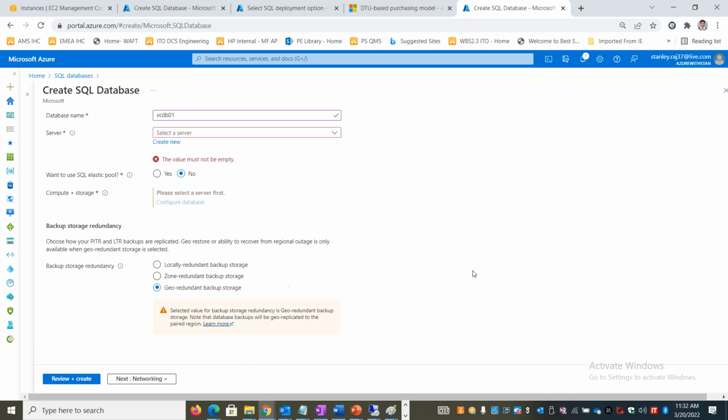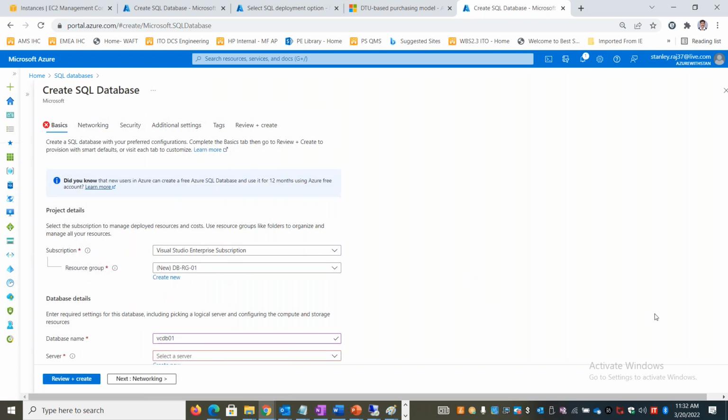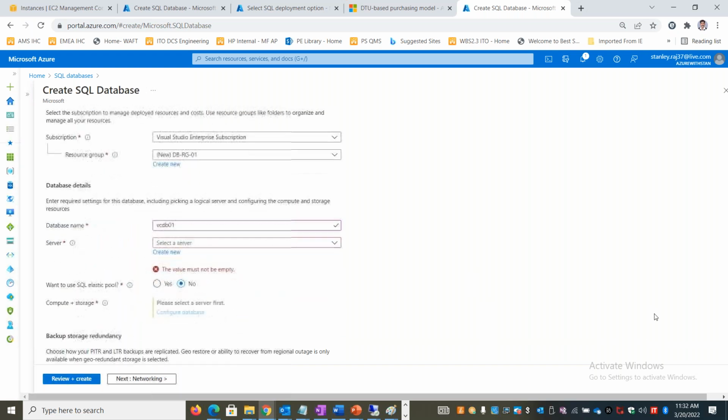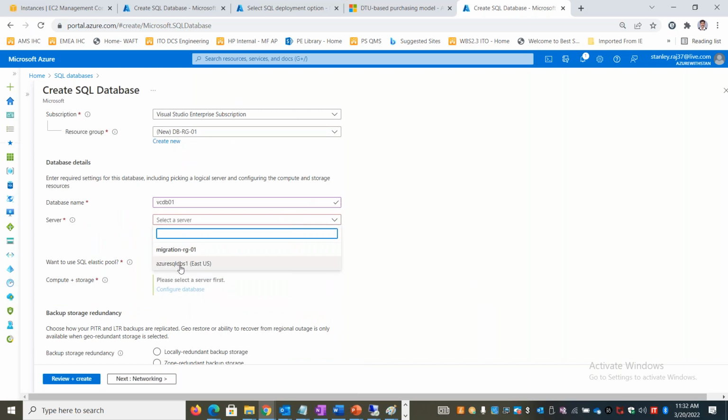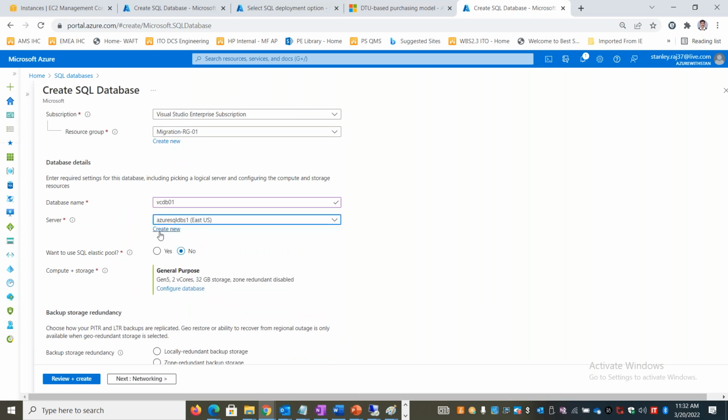Okay, I'll just select a server. If you have an existing server, I can share the server for creating multiple databases. Yesterday we created one Azure SQL DB server, right? I can select the existing one, or I can create a new SQL server for the database requirement.